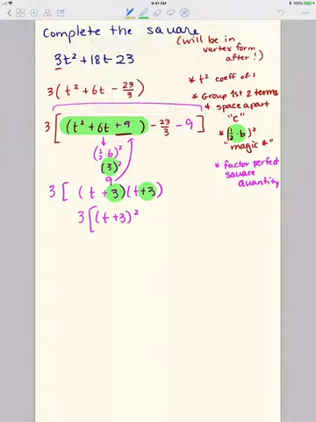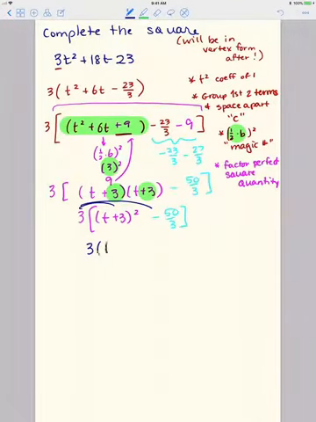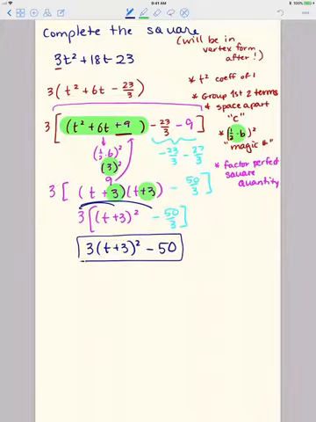The other part, this negative 23 over 3 minus 9: when you subtract those, you have to make the 9 into 27 over 3 to get a common denominator, and that'll leave you with minus 50 over 3. And then when we distribute the 3 back through to both of those areas, it just sits in front of the t plus 3 squared, and then it becomes minus 50. And that is the factored form after completing the square.